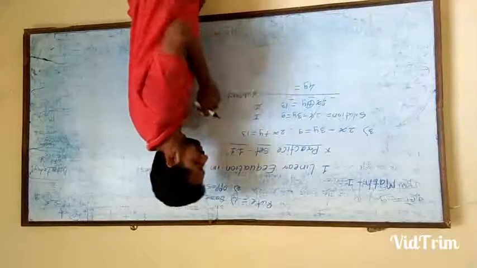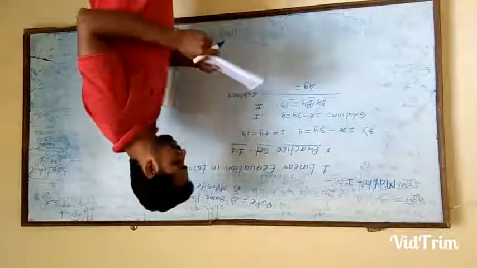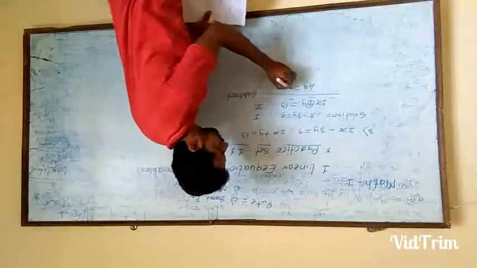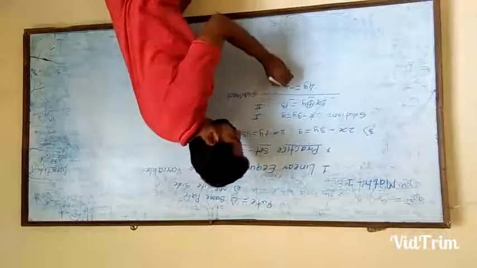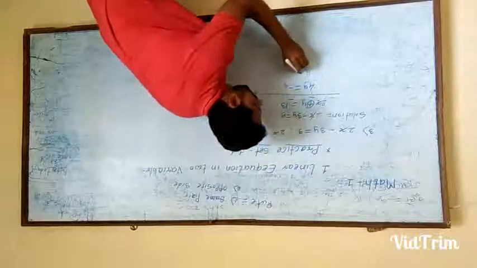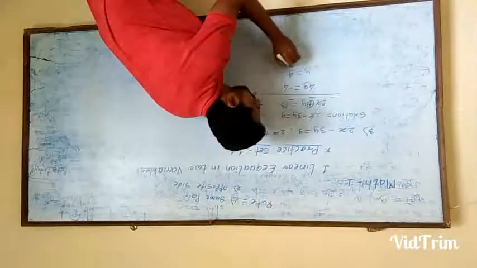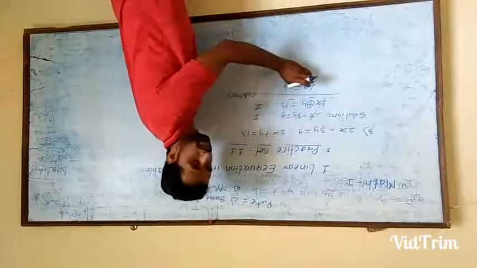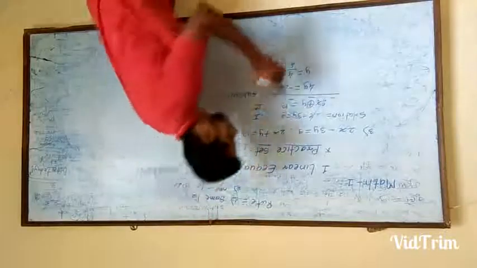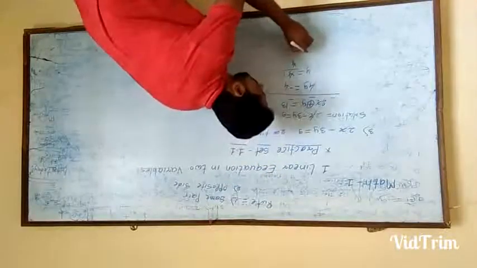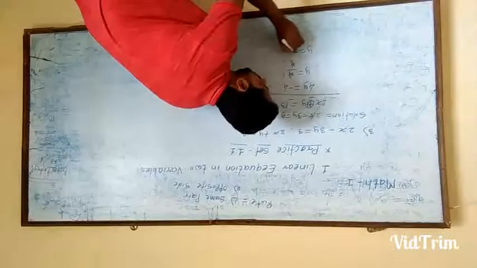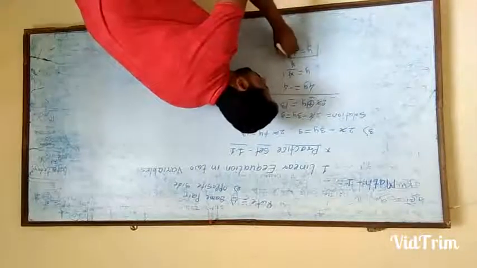13 minus 9 means 4. So y is equal to 4 divided by 4. This 4 is multiplied here; when you come to the other side, it's divide. 4 ones are 4, 4 ones are 4. y is equal to 1. The y value is 1.